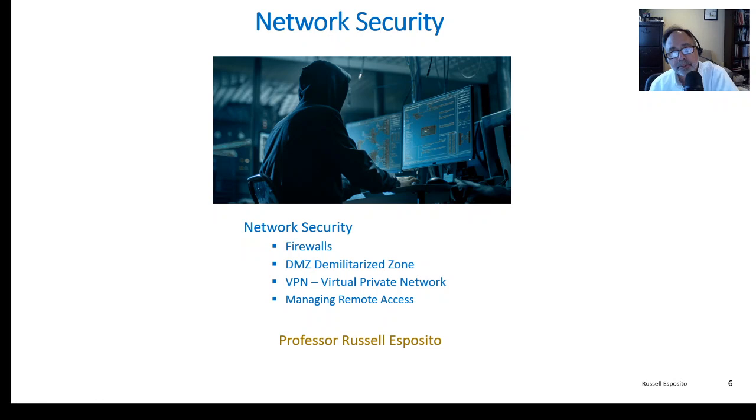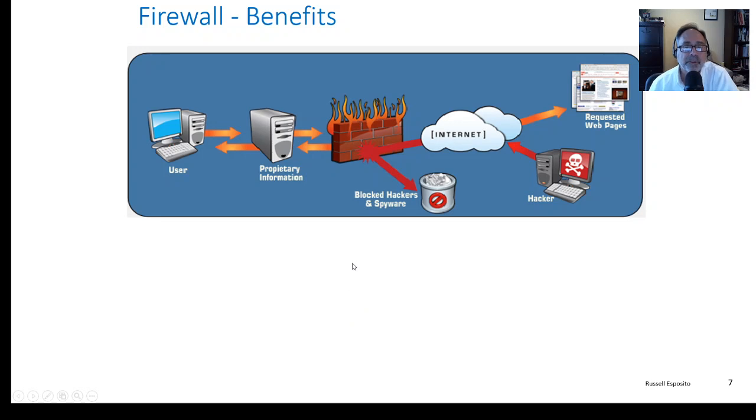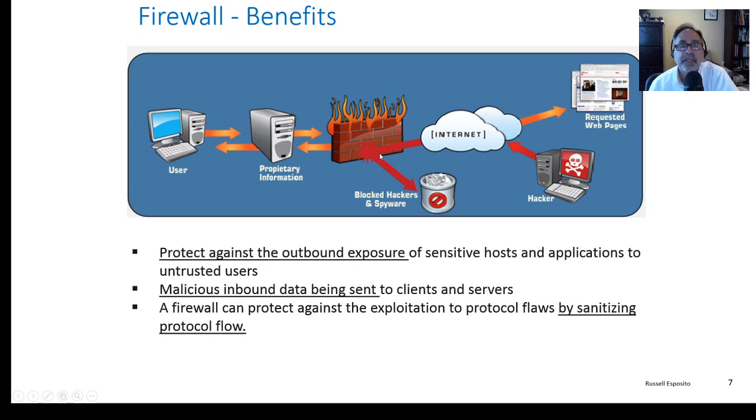So now we've talked a little bit about how a network works, how the internet works, at a very high level. There's lots to do with protocols, which we don't have time to cover in this class. But let's talk about network security: firewalls, demilitarized zone, virtual private network, and managing remote access. So what's a firewall? A firewall protects the internal company property, servers, data, and users from what's out on the internet, which is like the wild west.